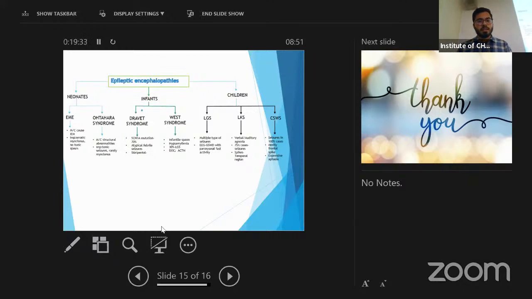In children, there is Lennox-Gastaut syndrome, Landau-Kleffner syndrome, and continuous spikes in slow wave sleep. In Lennox-Gastaut syndrome, we can see multiple types of seizures, and EEG shows generalized slow wave discharge with paroxysmal fast activity. In Landau-Kleffner syndrome, there is verbal auditory agnosia, and in 75% of cases, there are seizures. The spikes are mostly in the temporal region.